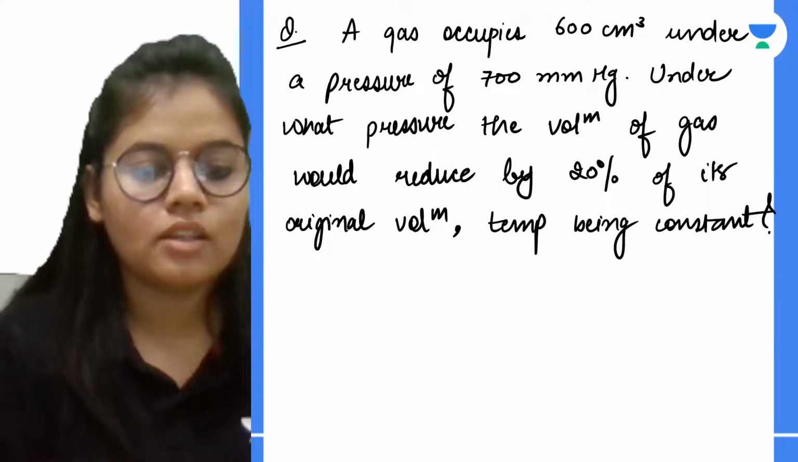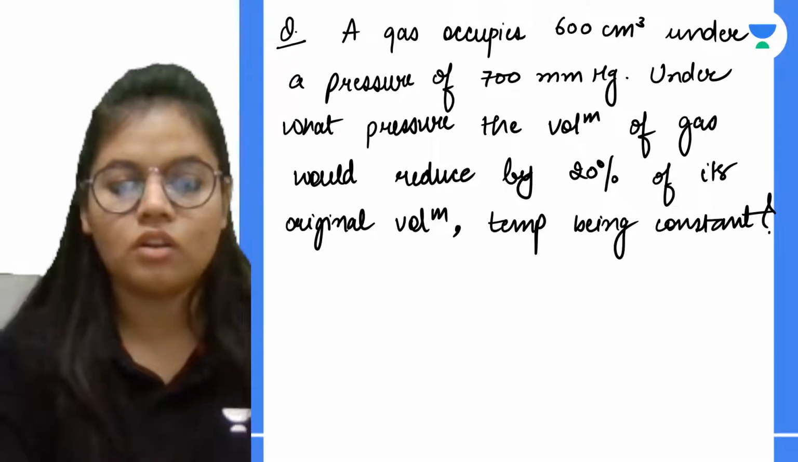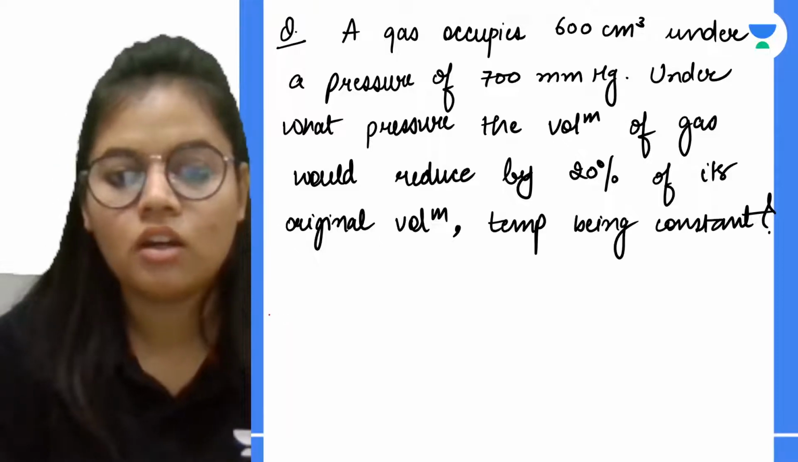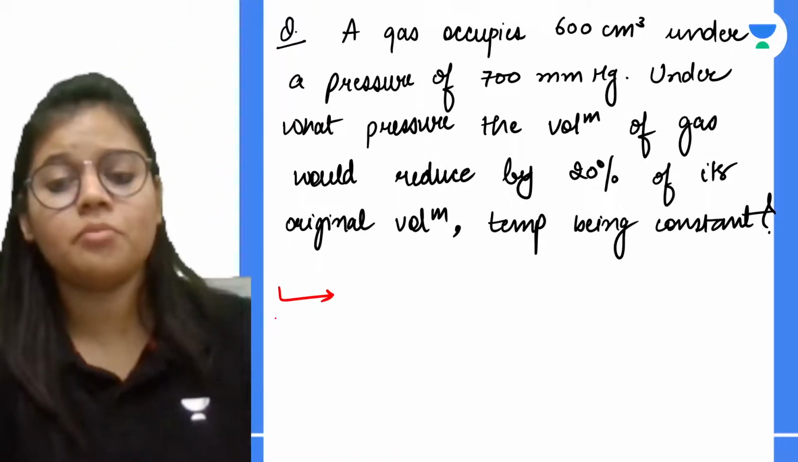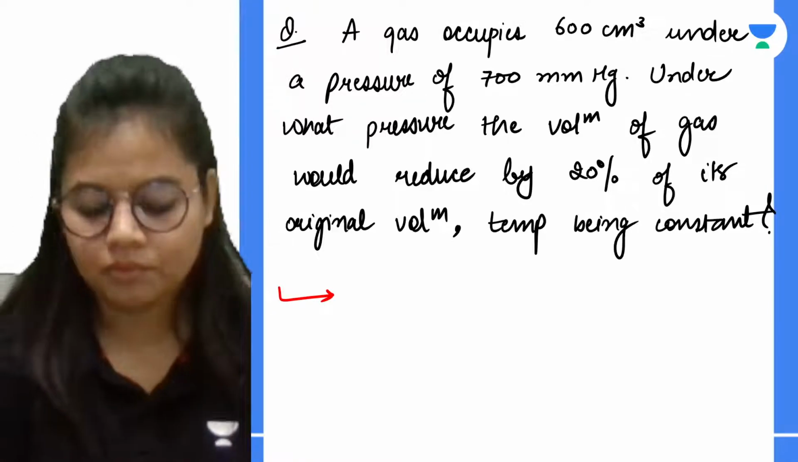Now guys, let's see what are the values given to us first of all. What have we been given? What are the values given to us? P1, V1, P2, V2, whatever is given, let me know.